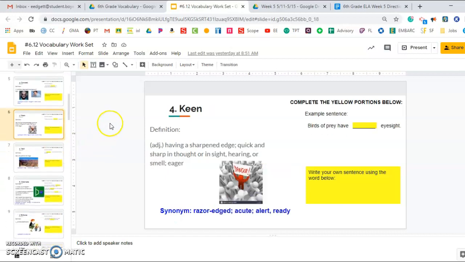All right, number 4 is keen. Now, keen can mean it physically has a sharpened edge, or it means we have a keen mind. We're quick and sharp in our thoughts, in our sight, in our hearing, or our smell. Kind of like we're alert, we're ready, we're acute. Our senses are sharp. So birds of prey have keen eyesight. Dogs have keen hearing abilities.